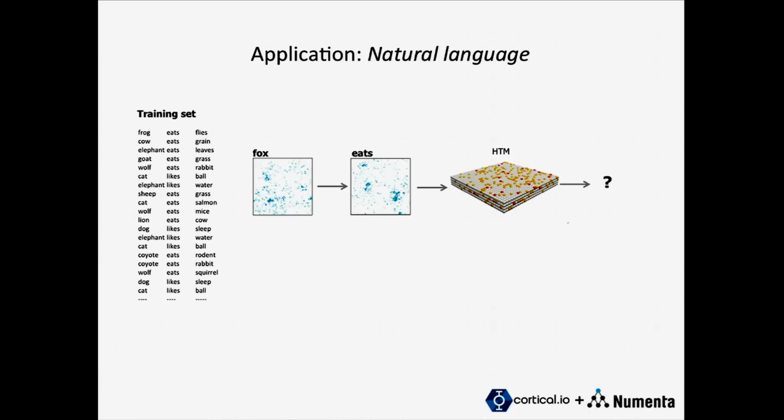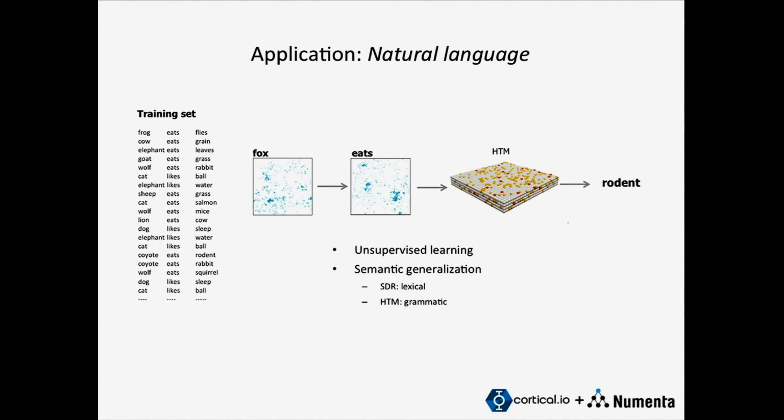In this case, note that the word fox never showed up in the training set, but we just asked it to make a prediction here. But notice that the SDR for fox has some semantic similarity to other SDRs that it has seen in the training set. It's similar, for instance, to the SDR for coyote, more so than the SDR for elephant, if you were to look at those SDRs. So we fed this in, asked it to make a prediction, and it predicted an SDR that looks a lot like rodent.